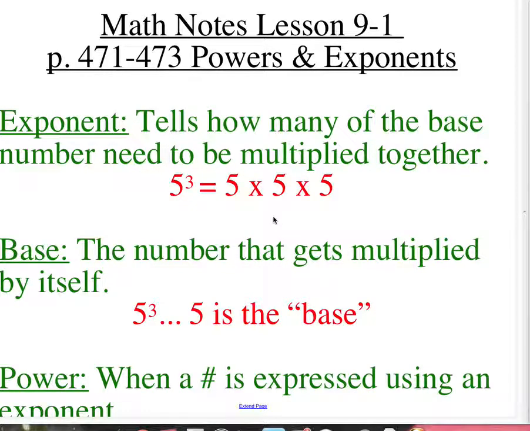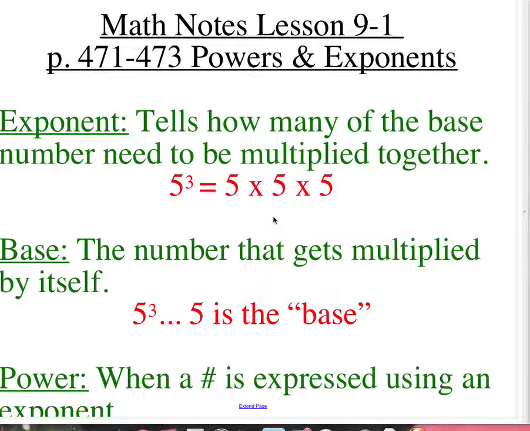Hi guys! In this lesson we are going to be reviewing how to work with numbers that are written as powers and numbers that involve the use of exponents. So if you have your textbook handy, it's lesson 9-1 on page 471. Of course, I'm suggesting that you take notes, and you're certainly going to want to have a calculator handy for this lesson. The first definition you see here is what is an exponent.